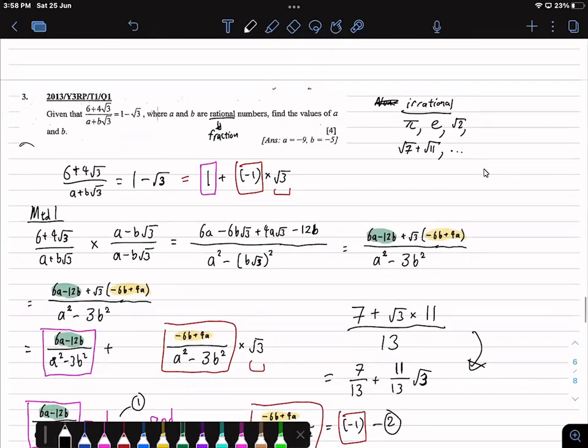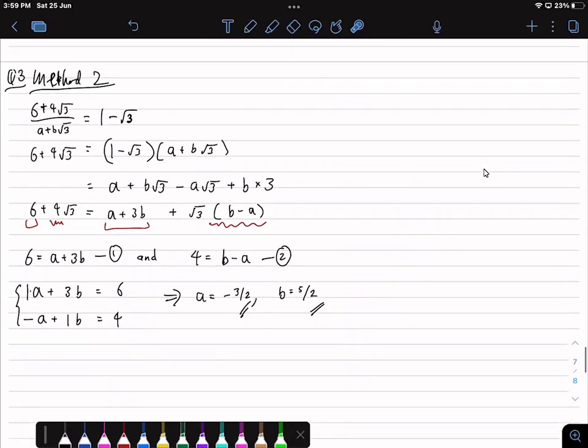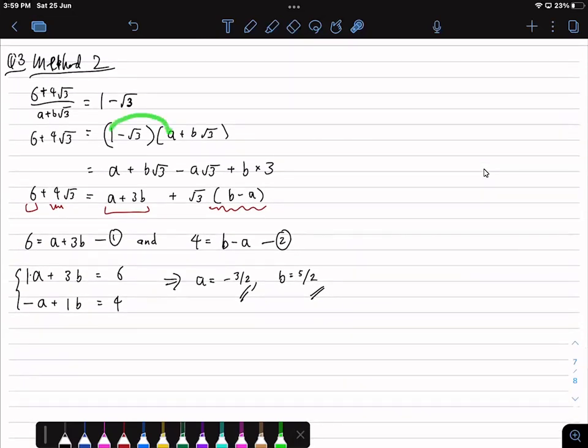Hey, the answer is wrong. They gave me -9 and -5. Did I do something wrongly? Let me double check. 6 plus 4 root 3 over a plus b root 3 equals 1 minus square root 3. Is there anything wrong? Did I do wrongly?